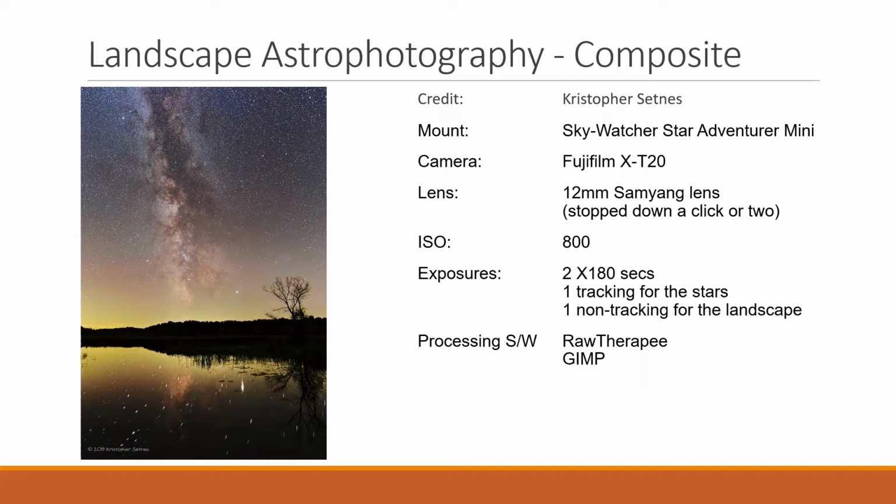Without it, then you would get star trails or oblong stars that are not round. The foreground, however, was not done on the tracking mount. At least it wasn't running at the time, because if it had, that foreground, the trees in the background, would have been blurry.